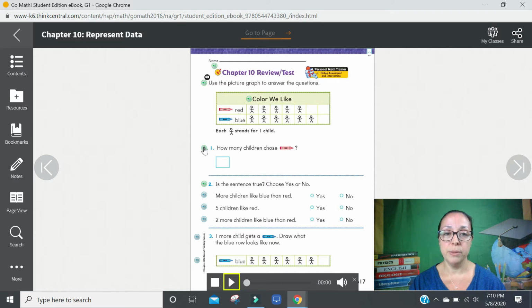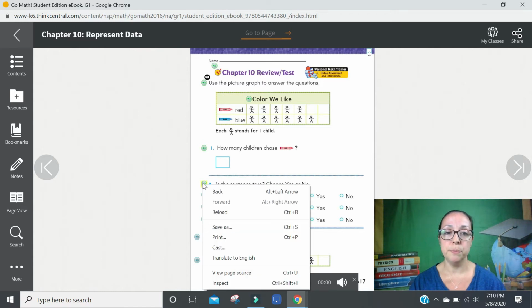All right, here we go. 1. How many children chose red? 1. ¿Cuántos niños escogieron rojo? So we're just going to look over here and we're going to count the stick figures and write it in the box. Nada más que tienes que mirar el color rojo y contar cuántos niños, escribirlo en la cajita. All right, number 2.